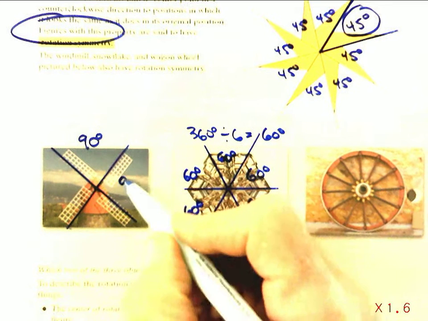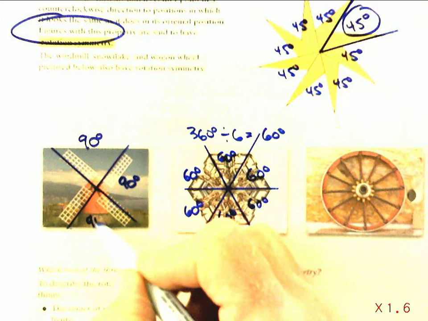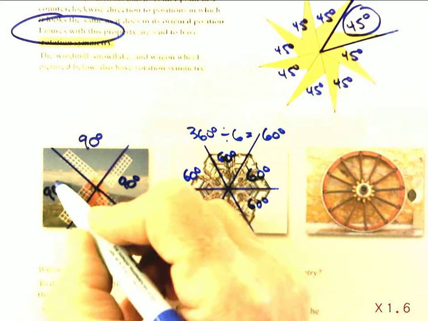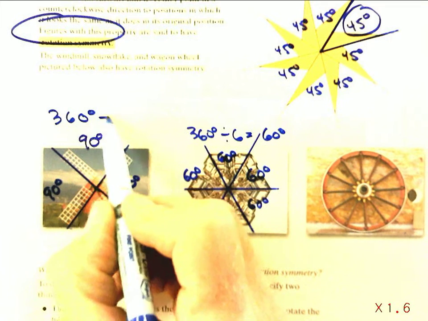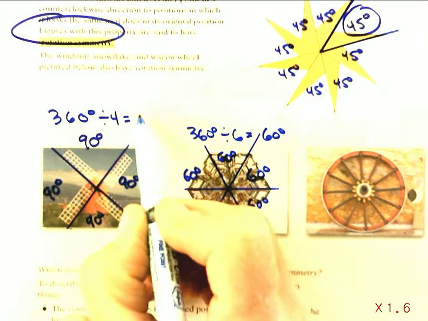Just like these 90s, 90, they all add up to 360 degrees. Or I could have gone 360 degrees divided by 4 equals the 90 degrees.